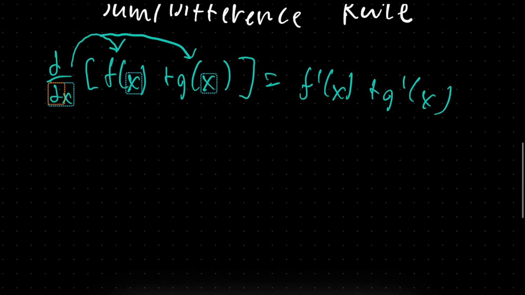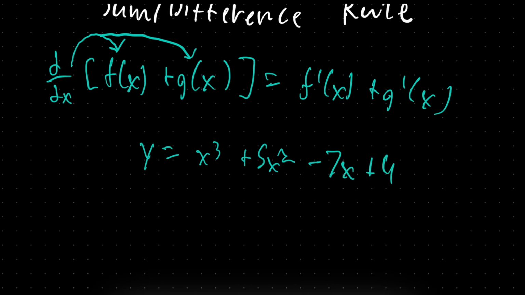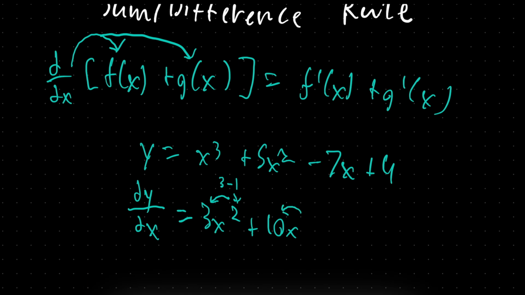Let's try an example. I'm going to use different notations to try and get you used to it. So x cubed plus 5x squared minus 7x plus 4, right? If you're taking the derivative of this with respect to x, dy/dx, you will get 3x squared, right? This 3 is hopping down. You're subtracting 1, so 3 minus 1 is going to give us 2. 10x, right? This 2 is hopping down, multiplying with the 5 to give us 10, and 2 minus 1 is going to be 1. x to the power of 1, you could also just write that as x.